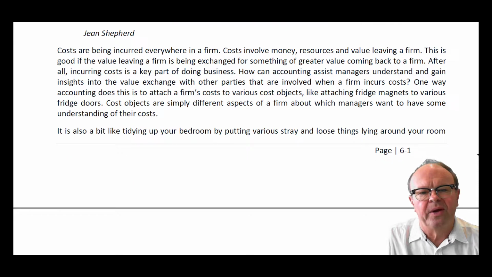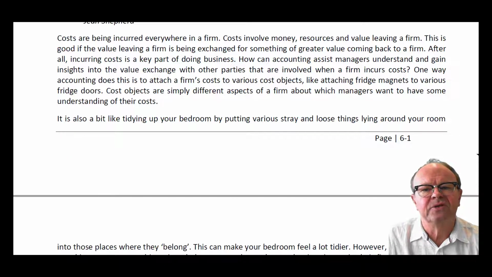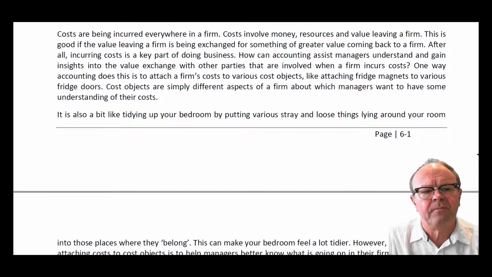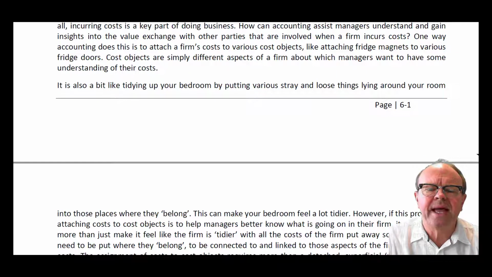Costs are being incurred everywhere in a firm. Costs involve money, resources and value leaving a firm. This is good if the value leaving a firm is being exchanged for something of greater value coming back to a firm. After all, incurring costs is a key part of doing business. How can accounting assist managers understand and gain insights into the value exchange with other parties that are involved when a firm incurs costs? One way accounting does this is to attach a firm's costs to various cost objects, like attaching fridge magnets to various fridge doors.